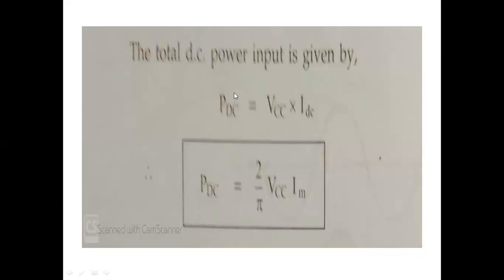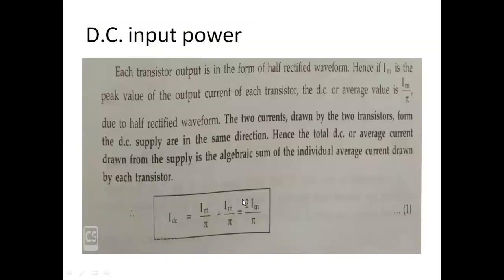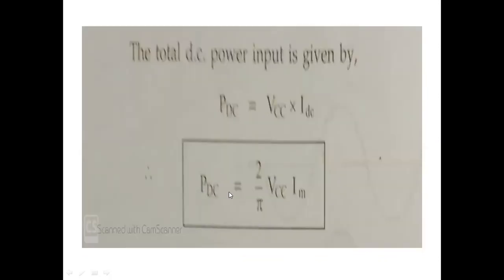Then what is total DC power? DC power means DC voltage, what you are applying, DC voltage as VCC, and DC current as IDC. What is IDC here? IDC is 2 IM by pi. So that is PDC is equal to 2 by pi into VCC into IM, because VCC into IDC, and IDC is 2 by pi into IM. So this is the DC power.